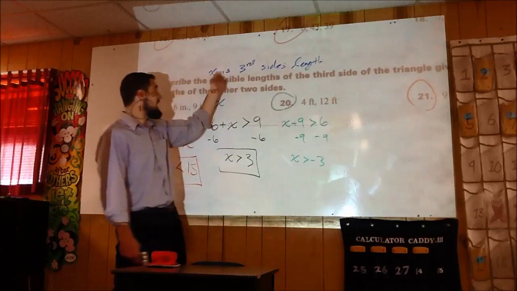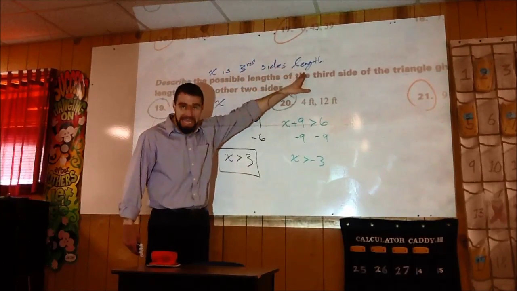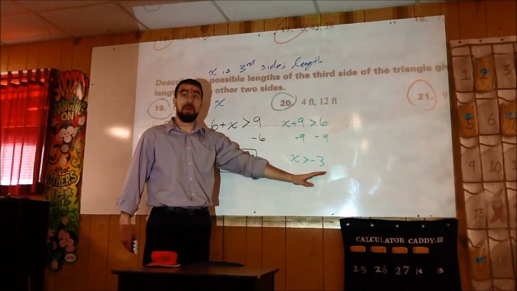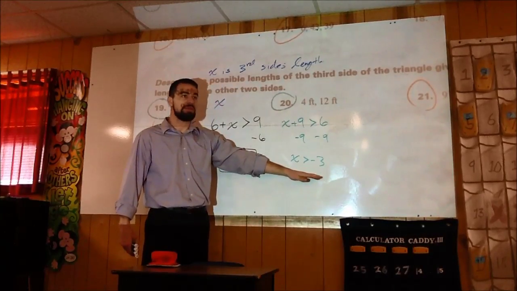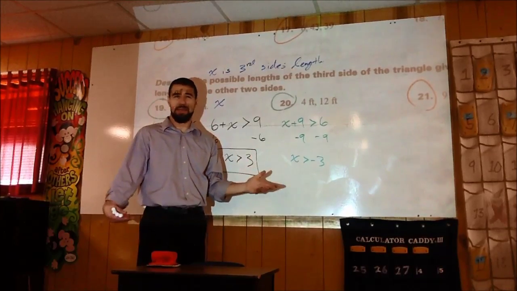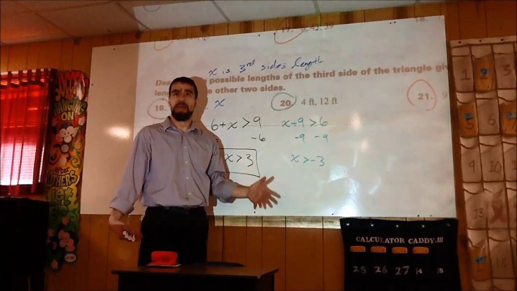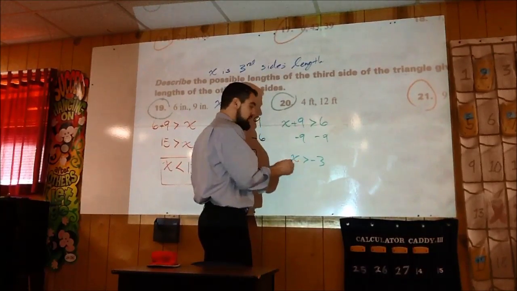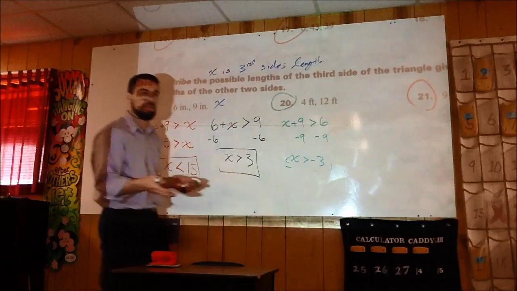Yeah, x is the third side's length. Can you have a negative 2 as a side's length? No. So we knew this already going into the problem. We knew that these lengths had to be greater than 0. Because you can't have a side length that's 0, and you can't have a side length that's negative. So we don't need this, but it's good to know. But we already knew that going into it.